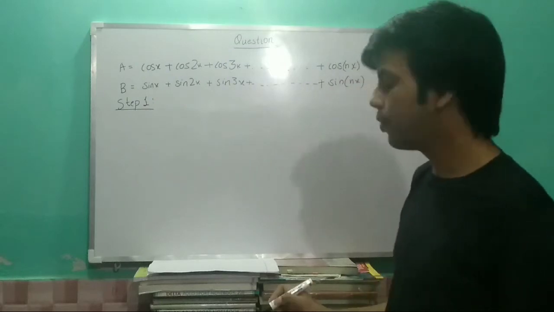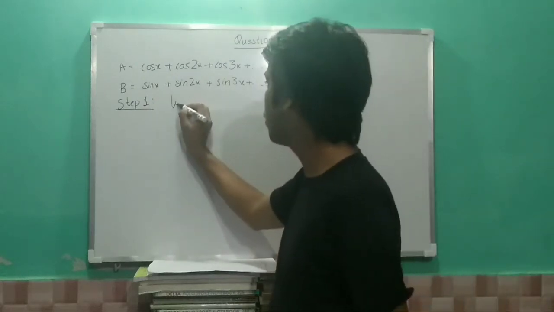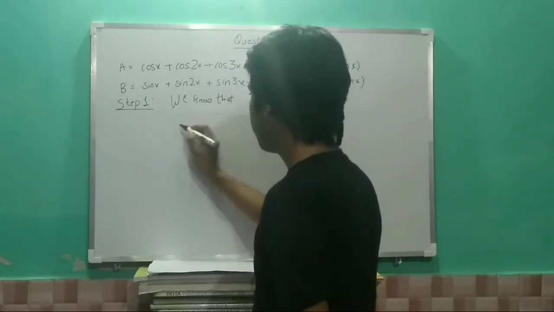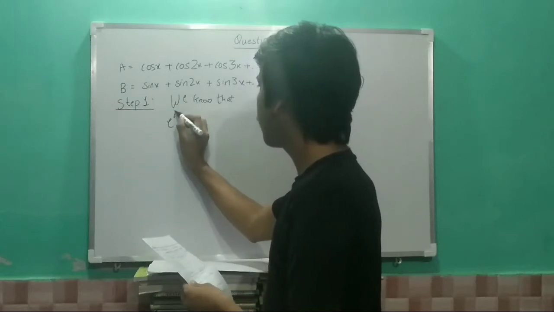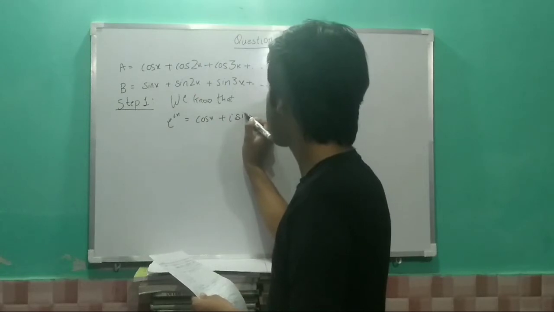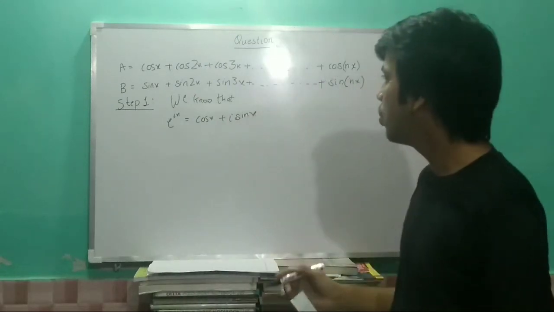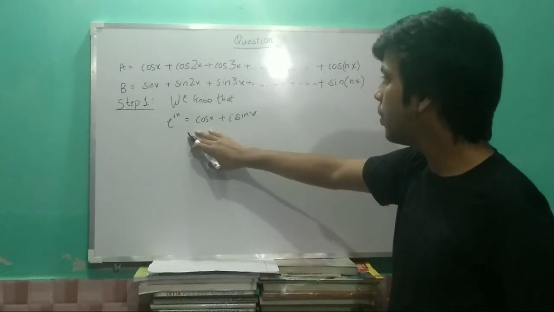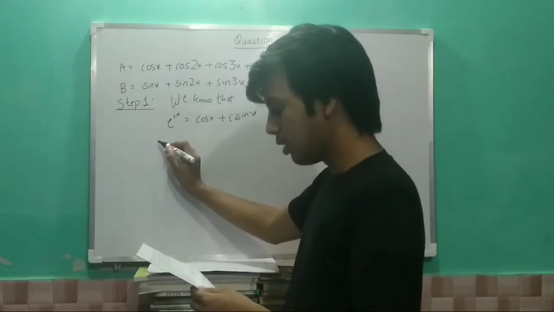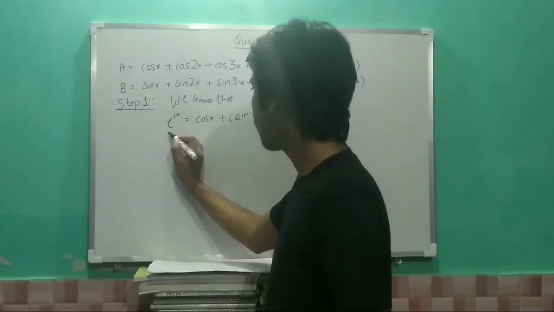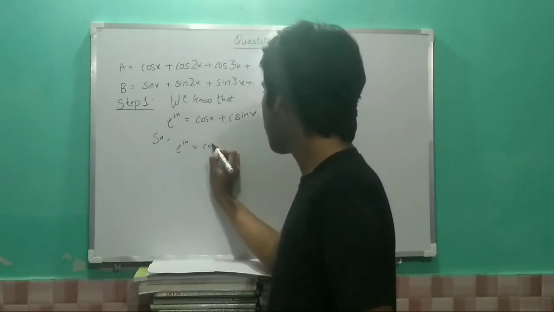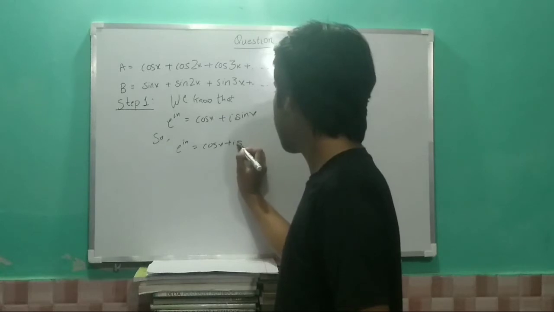In step 1, we are going to take an identity that we know: e to the power ix is equal to cos x plus i sin x. So by using this identity, we are going to calculate the sum of these series. So let us proceed. So e to the power ix is equal to cos x plus i sin x.